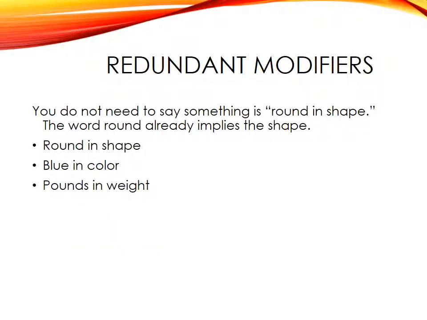Here are some more redundant modifiers. You don't have to say something is round in shape, because round is a kind of shape, right? So we already imply that round is a shape. Or blue in color, or pounds in weight. Another one that's my favorite is free gift. If it's a gift, please don't make me pay for it. That would be very mean indeed. Okay, so free gift. True fact. If it's a fact, I hope it's true, or else I'm not going to believe anything anymore. Okay, so redundant modifiers, redundant pairs.